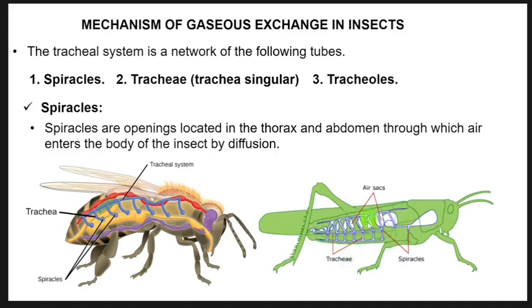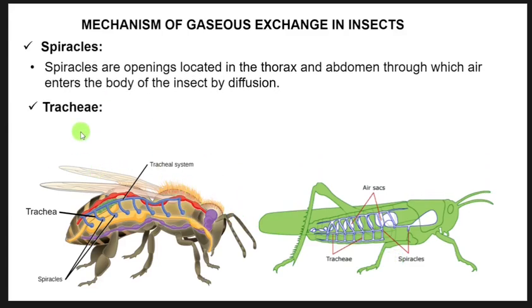So it has some spiracles, some holes. If you come across a grasshopper, try to look at it closely. You will find it has some small openings on its body, and those are called spiracles, through which air enters the body of the insect.